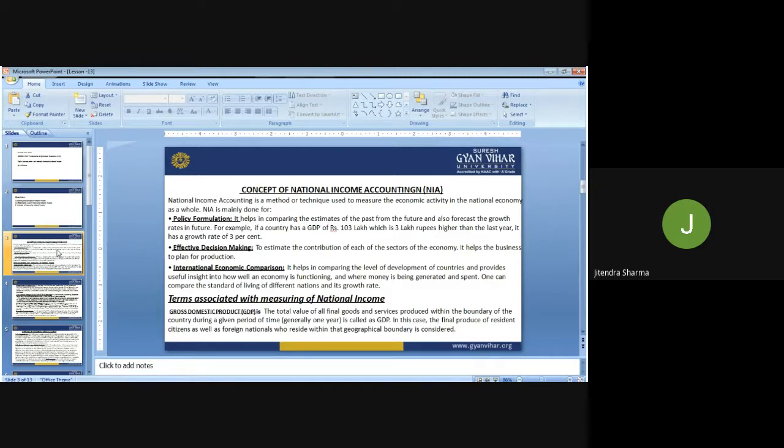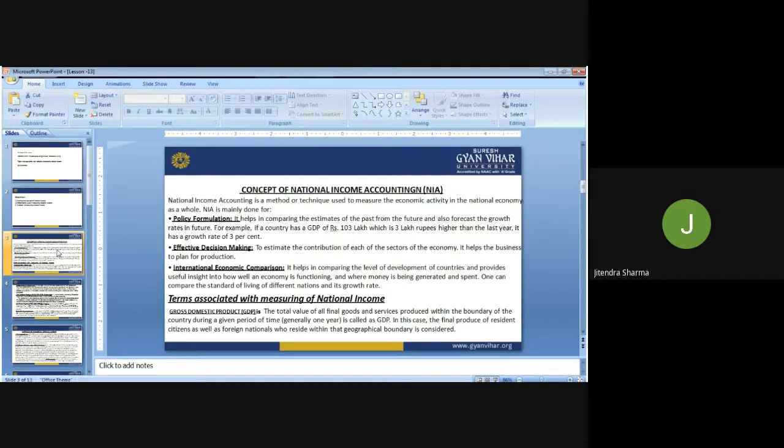For example, if a country has a GDP of rupees 20 lakh right now, and we have a plan that in the coming 5 years we'll have a GDP of 23 lakh rupees, it means the 3 lakh rupees is higher than the last year, so it has a growth. This is the example which gives a better understanding regarding policy formulation.